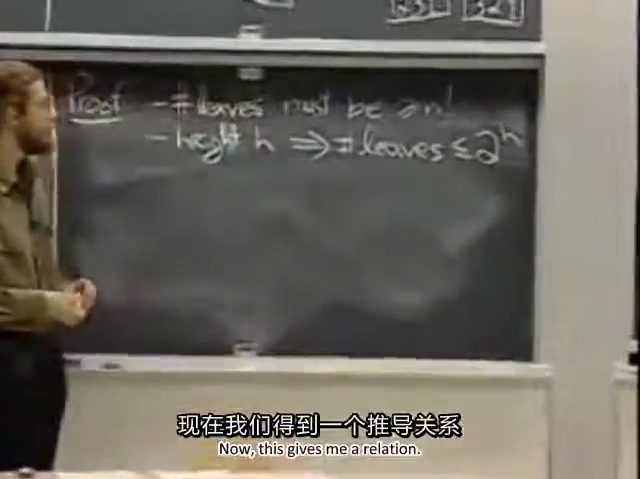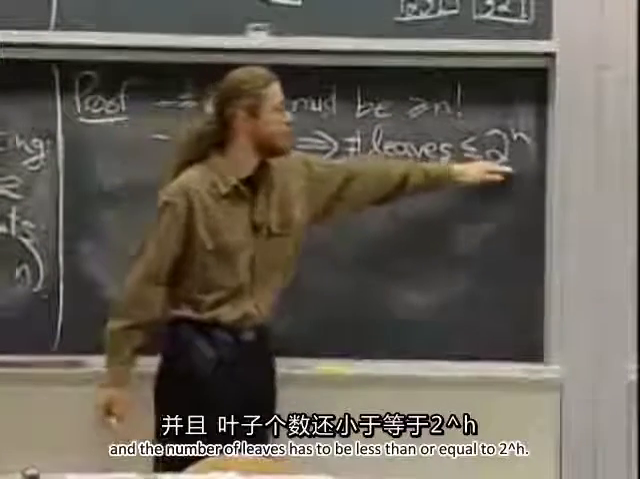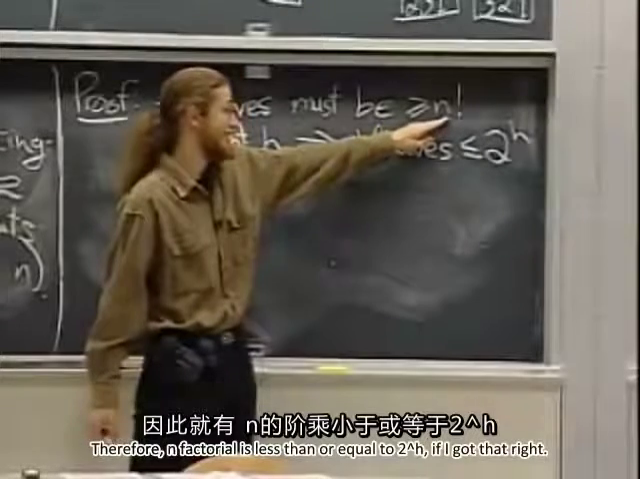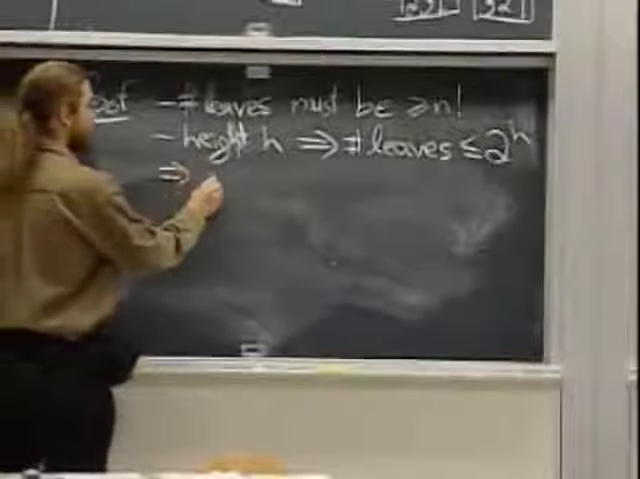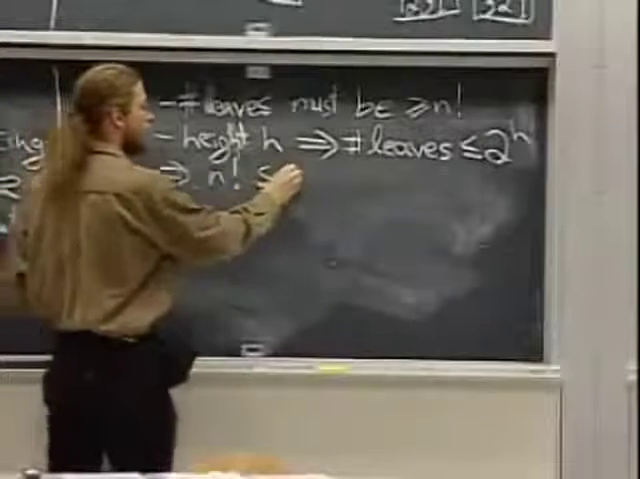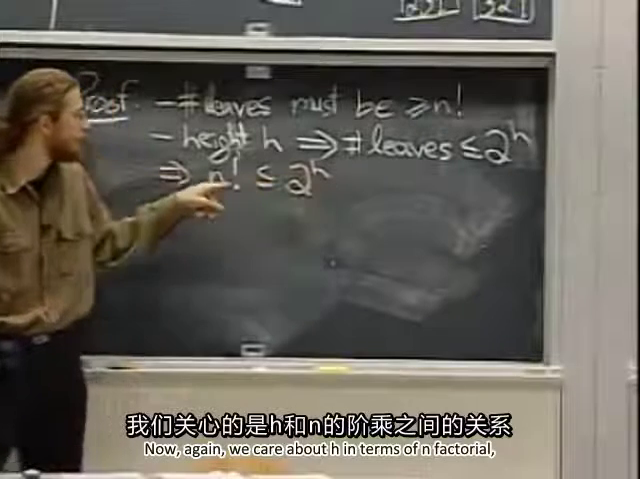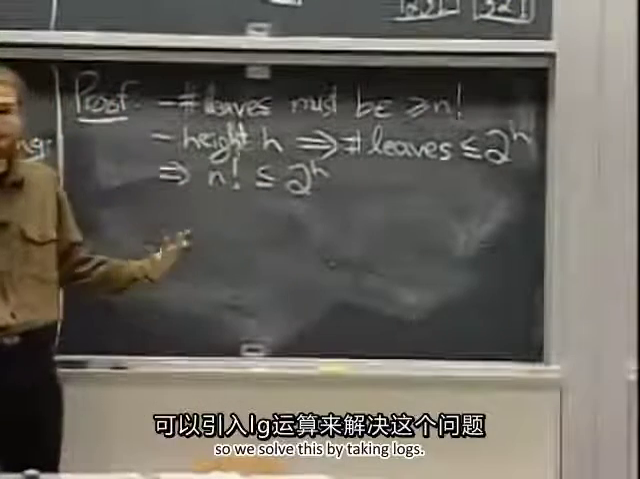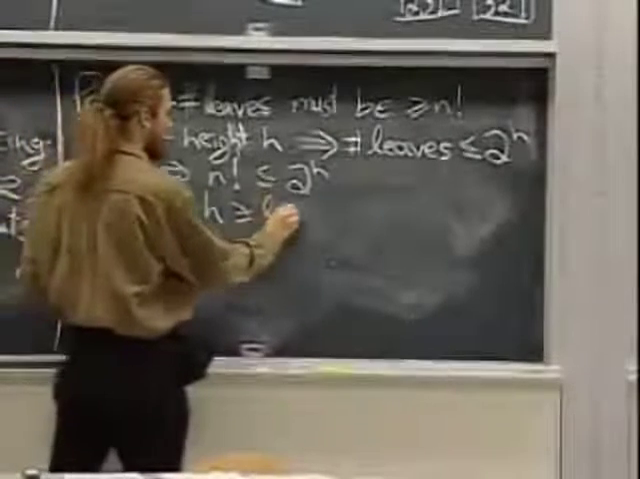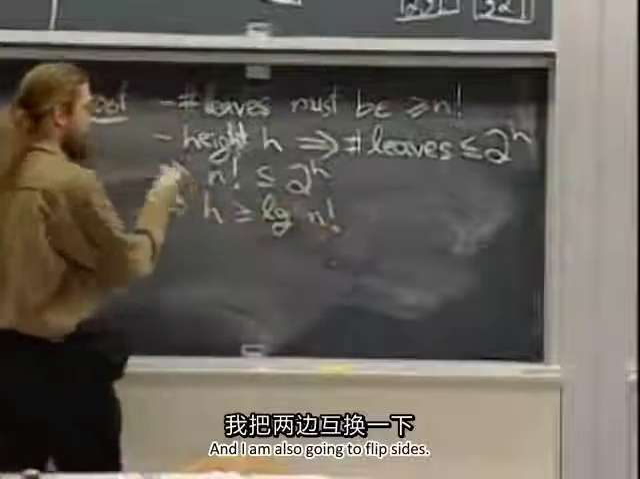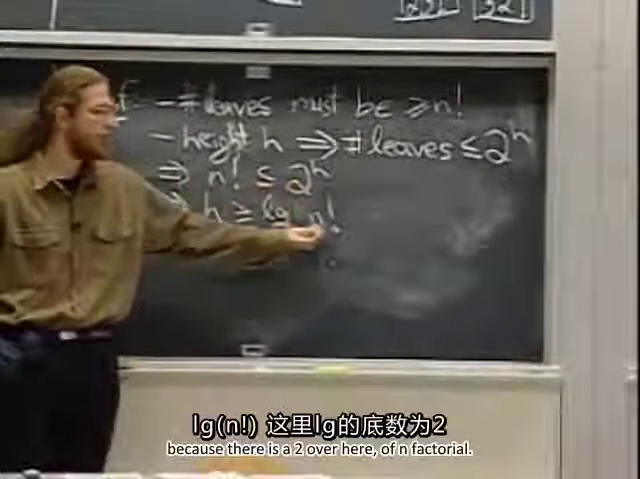Now this gives me a relation. The number of leaves has to be greater than or equal to n factorial, and the number of leaves has to be less than or equal to 2 to the h. Therefore, n factorial is less than or equal to 2 to the h. If I got that right. Now, again, we care about h in terms of n factorial, so we solve this by taking logs. And I'm also going to flip sides. So now h is at least log base 2, because there's a 2 over here, of n factorial.